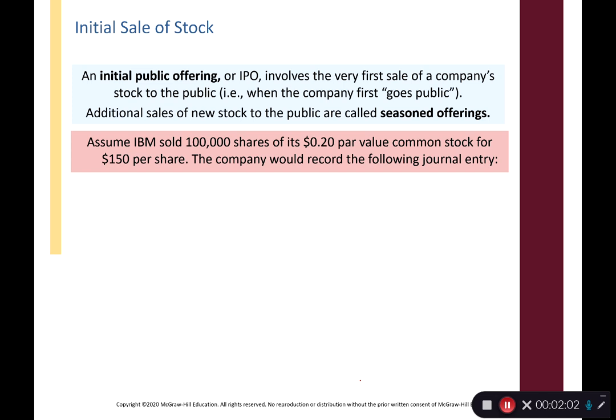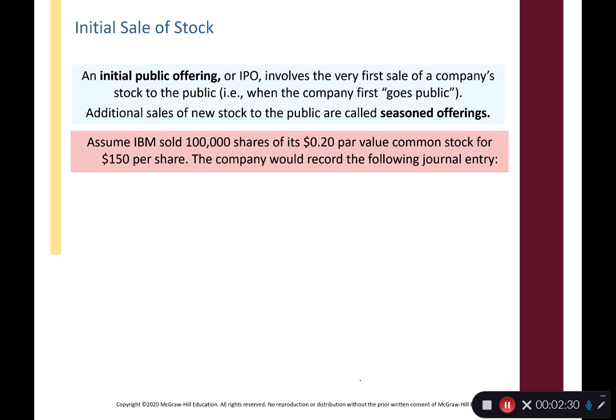An initial public offering, or IPO, involves the company's very first sale of its stock to the public. Additional sales of stock are called seasoned offerings. It's important to note that when or after a company sells its stock to the general marketplace, when shareholders then resell their stock to other shareholders, the company isn't involved at all. So the only time the company has to do a journal entry is when they sell the stock directly to the owners.